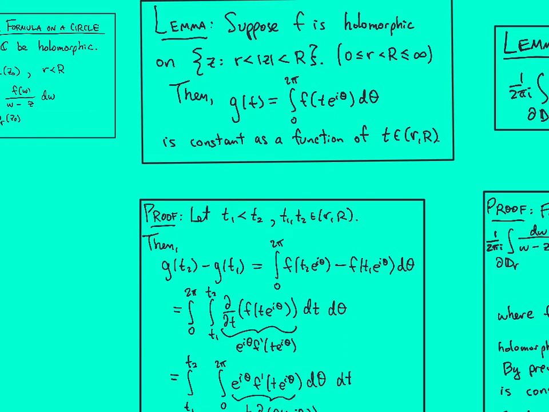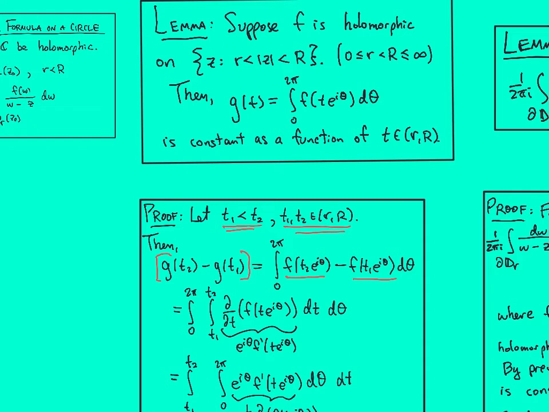So we take two values of t, t1 less than t2, inside the interval little r to big R, and we look at two different values of g, or potentially different values. And you can just subtract the two integrals and get f of t2 e to the I theta minus f of t1 e to the I theta. And there's a difference of two values of a function, so you can use the fundamental theorem of calculus to view this as an integral.